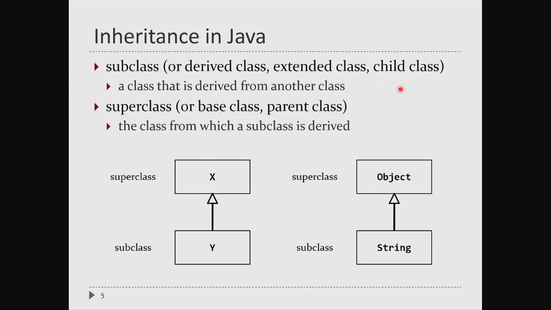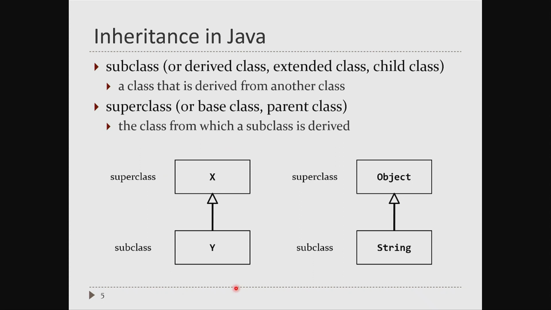Okay, so we need to know a little bit of terminology to talk about inheritance. There's something called a subclass and there's something called a superclass. A subclass, you also see it called derived class, extended class in Java, or child class. Child, derived, and subclass are the generic terms. A subclass is a class that's derived from another class. A superclass or base class or parent class is the class from which a subclass is derived. So here we've got X, the superclass, and here we've got Y, the subclass. Y is derived from X.